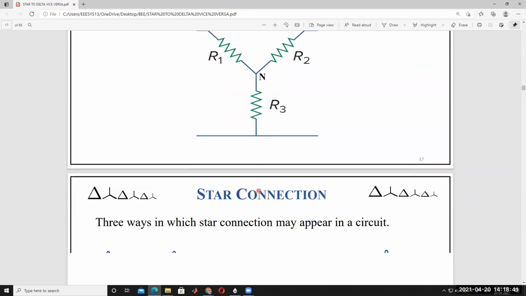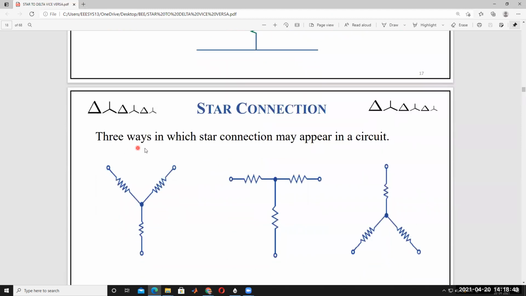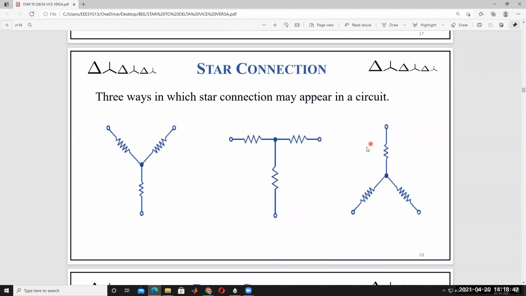So there are three ways in which a star connection may appear in a circuit. These are the three possible ways to represent a star connection. This is also called a star.